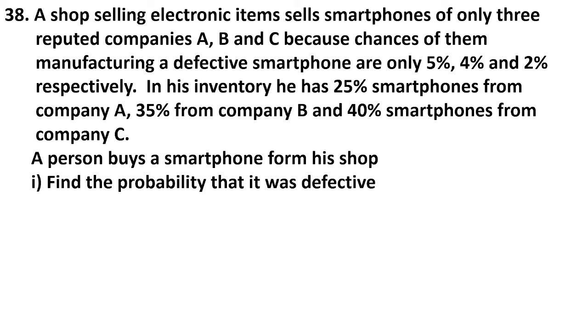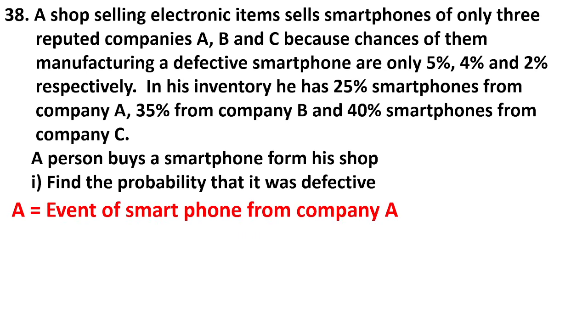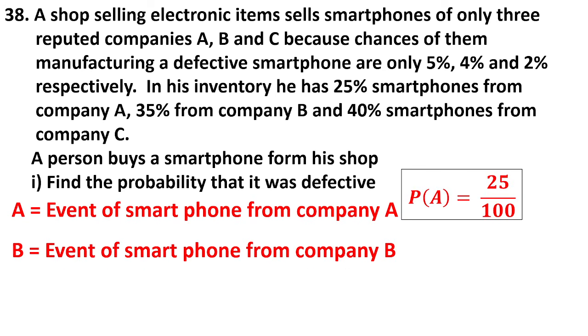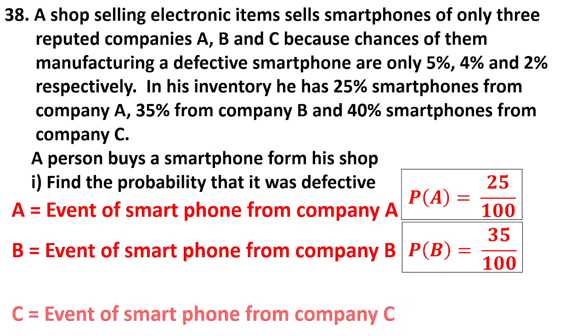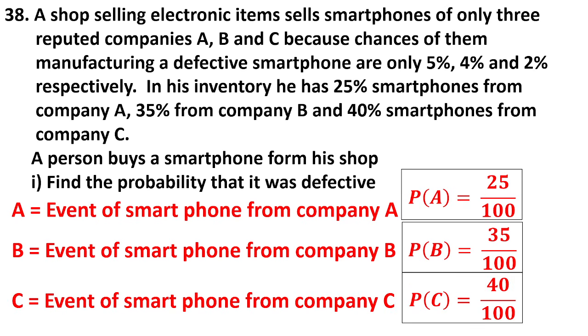Okay, a person buys a smartphone and we find the probability that it was defective. Before you go for that, as I already told you, first identify the events and then go for the probability. Whenever these types of problems come, always keep in mind: the first experiment will have a minimum of 2 events or a maximum of 3 or 4. But the second experiment will have only one event, that is defective. That's all, simple. Therefore, let us go to the events. Smartphone from company A is given as 25%. Event of smartphone from B, 35%. Event from C, it is 40%.